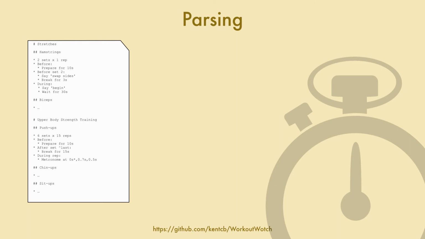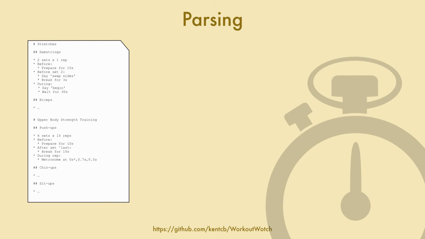So the first stretches title is an exercise program, and then hamstrings, by virtue of being title level 2, is an exercise within that exercise program. And then you can see that we're giving it the number of sets and reps in that exercise. And then we've got this ability to associate actions with events. So in the first case, we've got before, which is the event, which is basically before exercise. And then we've got prepare for 10 seconds, which is the action.